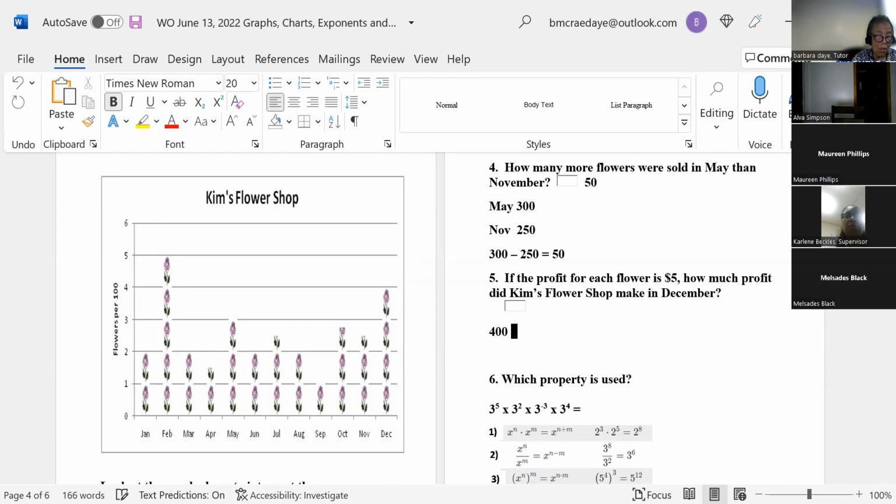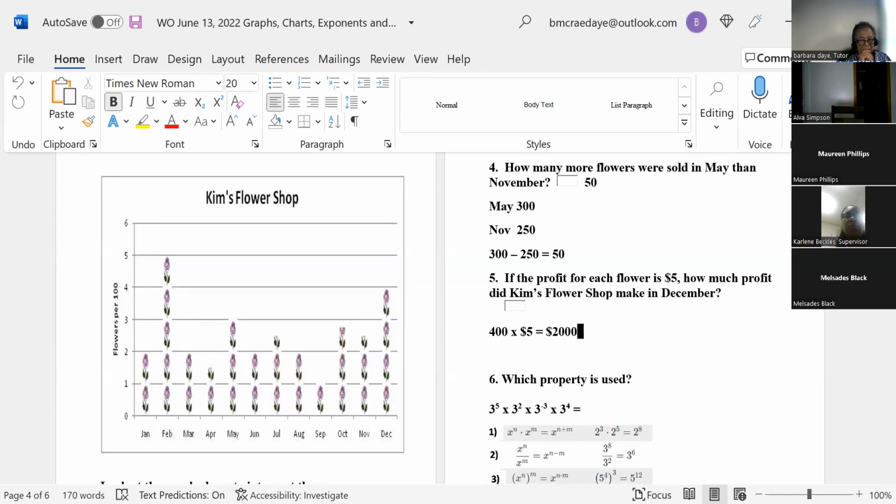How much are you making on each flower, Maureen? $5. So what's that equal to? What's the answer, Maureen? 2,000. 2,000. How did you do that, Miss? You multiply. How did you get 2,000? All right.